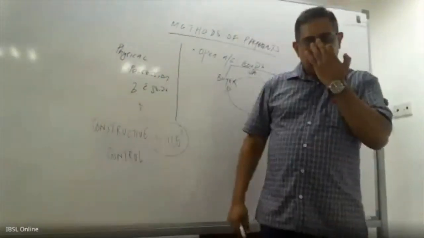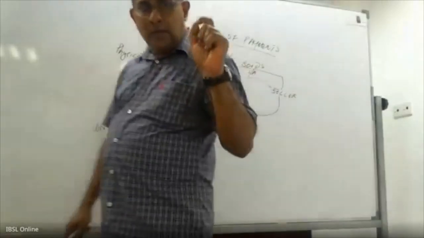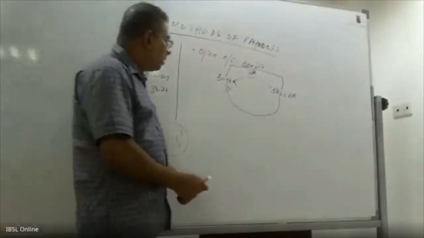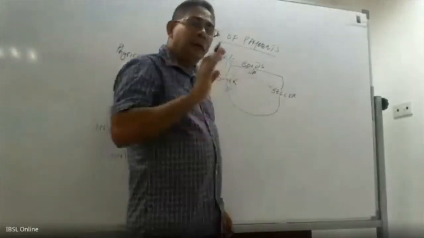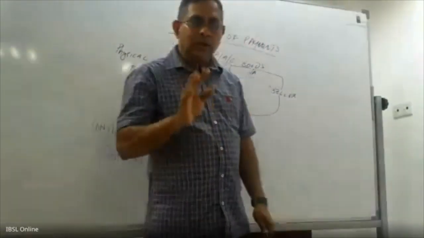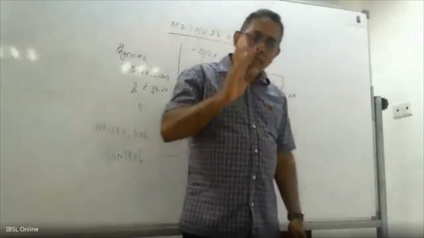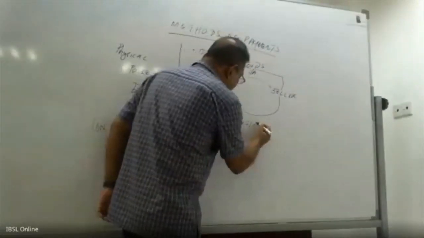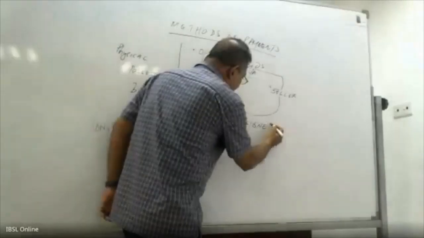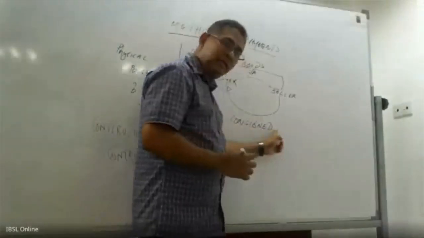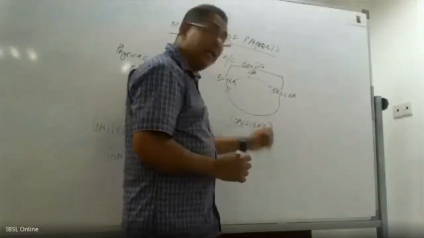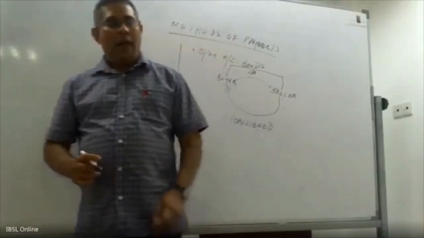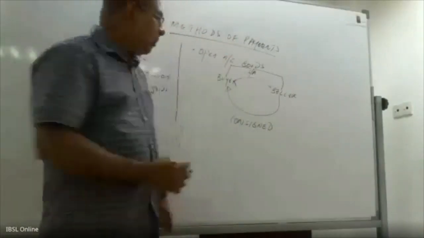And you need to understand one thing here. Both goods and documents have to be consigned. Get the spelling right: C-O-N-S-I-G-N-E-D. Consigned. Have to be consigned to the buyer.